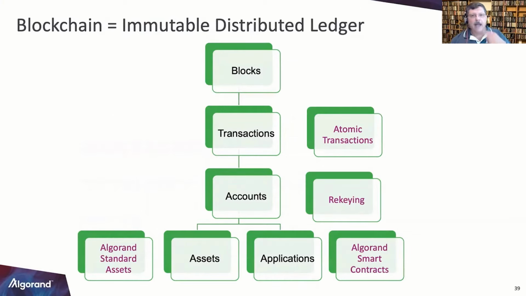So bringing back our diagram, where does this fit into our distributed ledger? Where really the atomic transactions wrap around transactions. And then rekeying is associated with accounts.